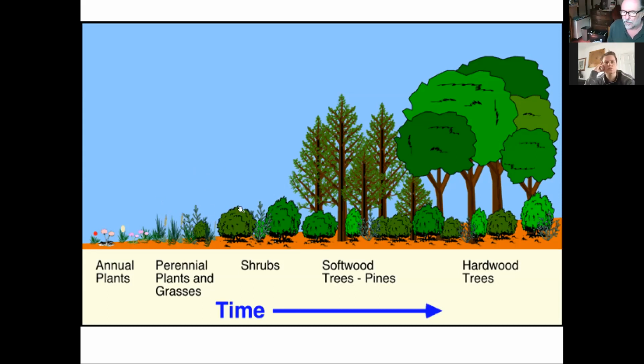And this is where the forest gardening idea came from. This was the realization that perhaps instead of just being obsessed with this first part of the succession, we could look more at this middle part of the succession, because it's more diverse.